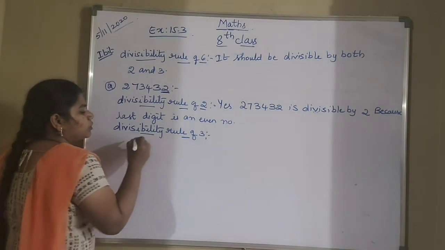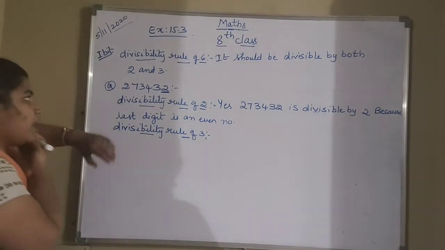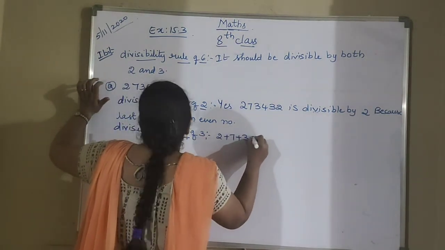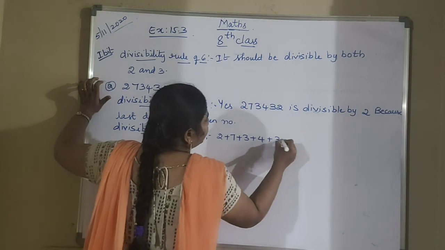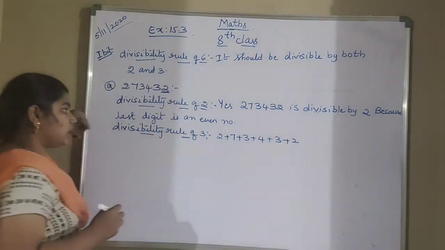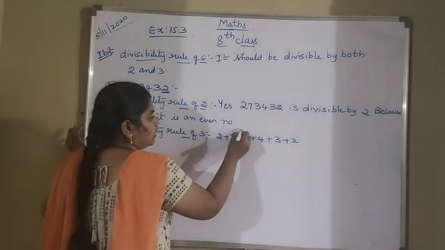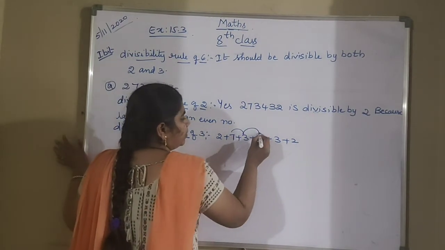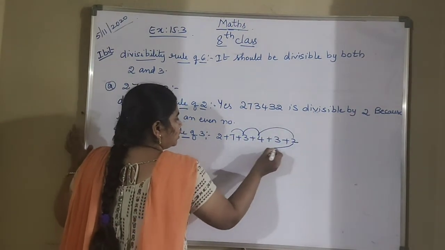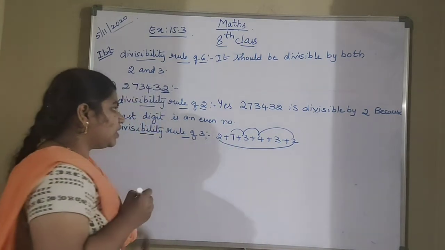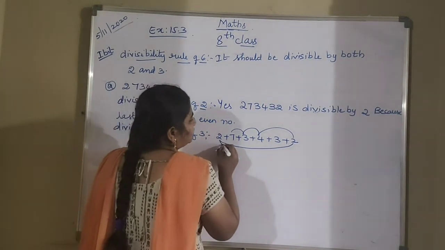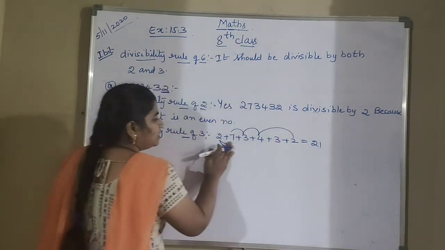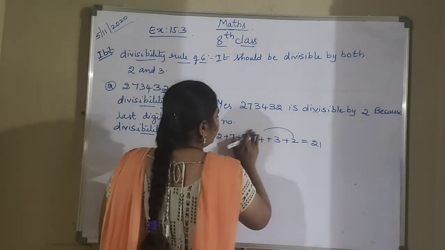Now we will check for 3. What is the divisibility rule of 3? Sum of all digits. We have to add all the digits. 2 plus 7 plus 3 plus 4 plus 3 plus 2. If you add this, how much will you get? 7 plus 3 is 10. 10 plus 4 is 14. 14 plus 2 is 16. 16 plus 2 is 18. 18 plus 3 will be 21. So you got 21. 21 is a multiple of 3. So it will be divisible.